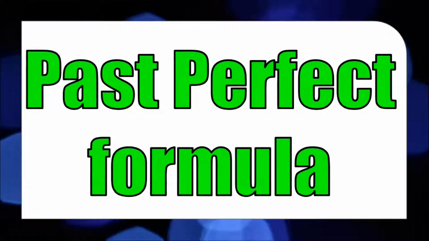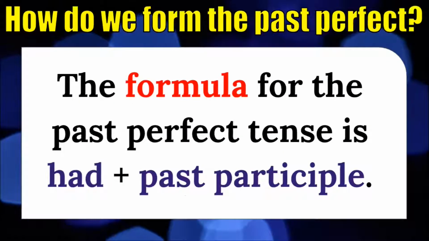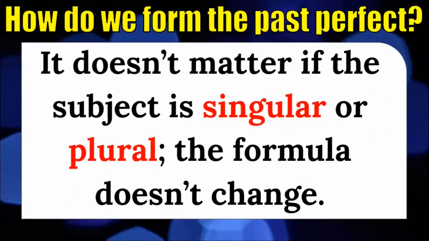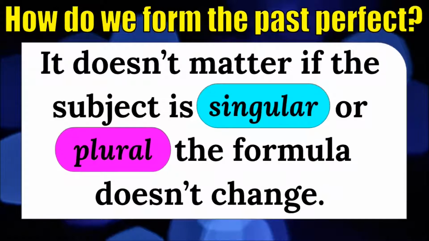How do we form the past perfect? Let's look at the formula. The formula for the past perfect tense is had plus past participle. It doesn't matter if the subject is singular or plural. The formula doesn't change.